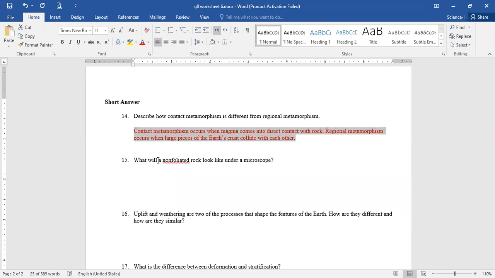Can anyone not understand this question, guys? Question number 14. Guys, is it clear? Yes. So let's get to question 15 here.